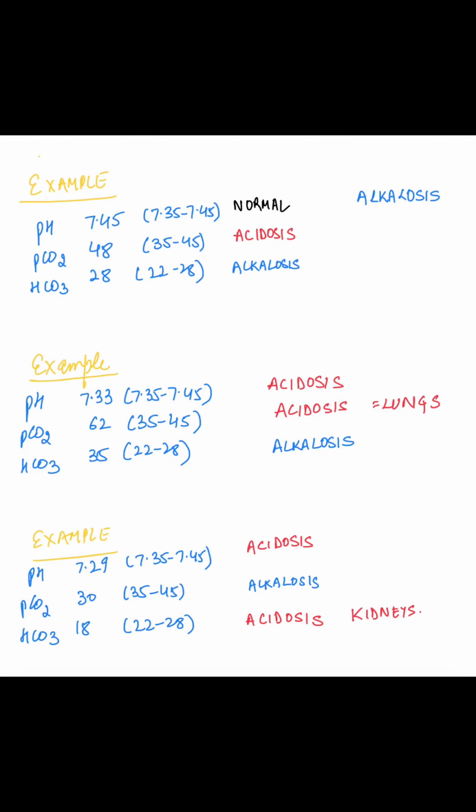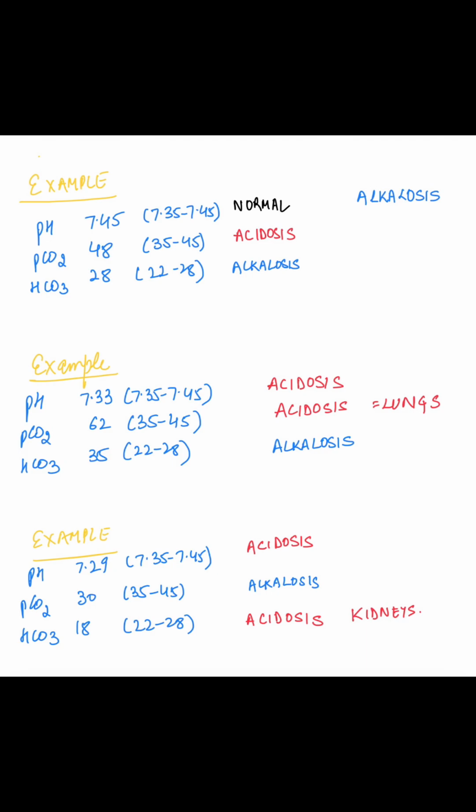In the next example, pH is 7.29, that means it's acidosis. Carbon dioxide is 30, that means alkalosis. Then we have bicarbonates that are 18, acidosis, means kidneys are involved. So pH and bicarbonates both in the downward direction means metabolic equal. So this is a patient of metabolic acidosis. Whether it's compensated or partially compensated: in this case, pH is lower than normal, so this is a case of partially compensated metabolic acidosis.